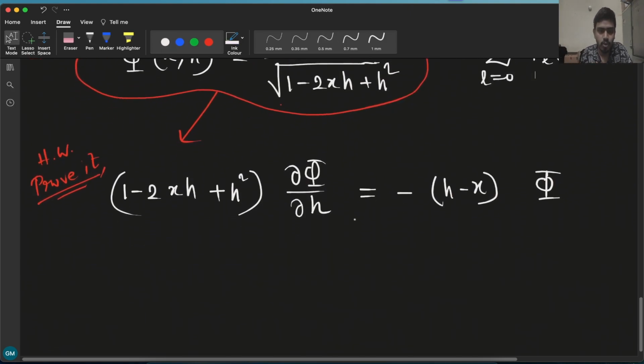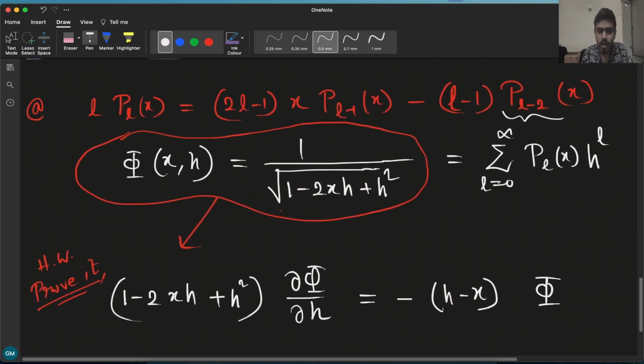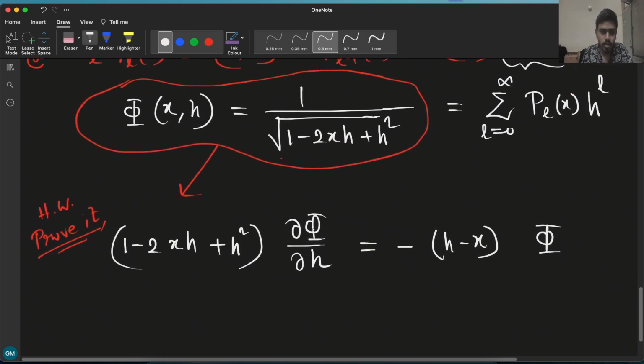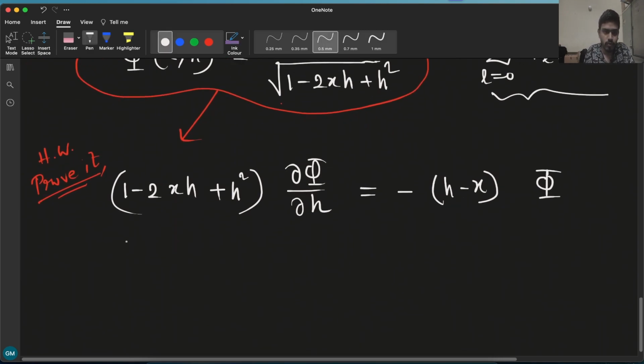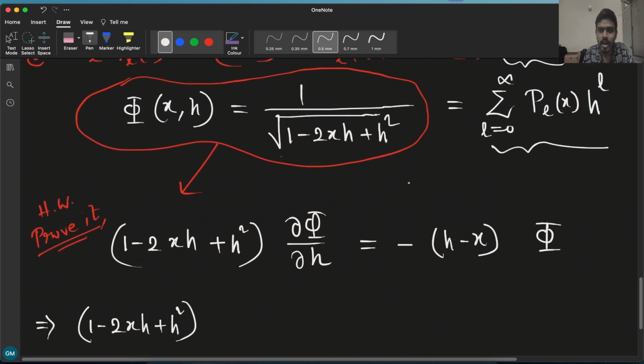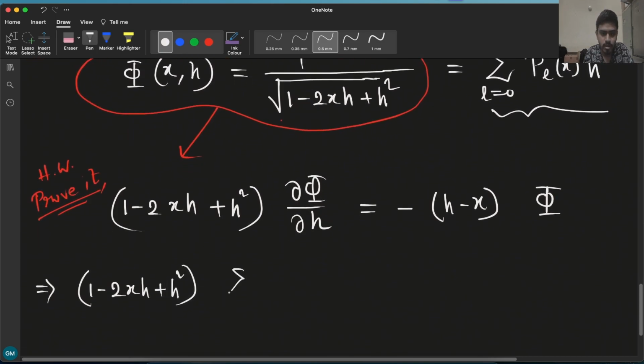So now what I will do is, I will use phi as this sum over P_l(x) h to the power l. If I do that, then basically it is 1 minus 2xh plus h squared, and del phi del h, which is nothing but sum over l equals 0 to infinity P_l(x). I will write it as it is because it's a function of x.